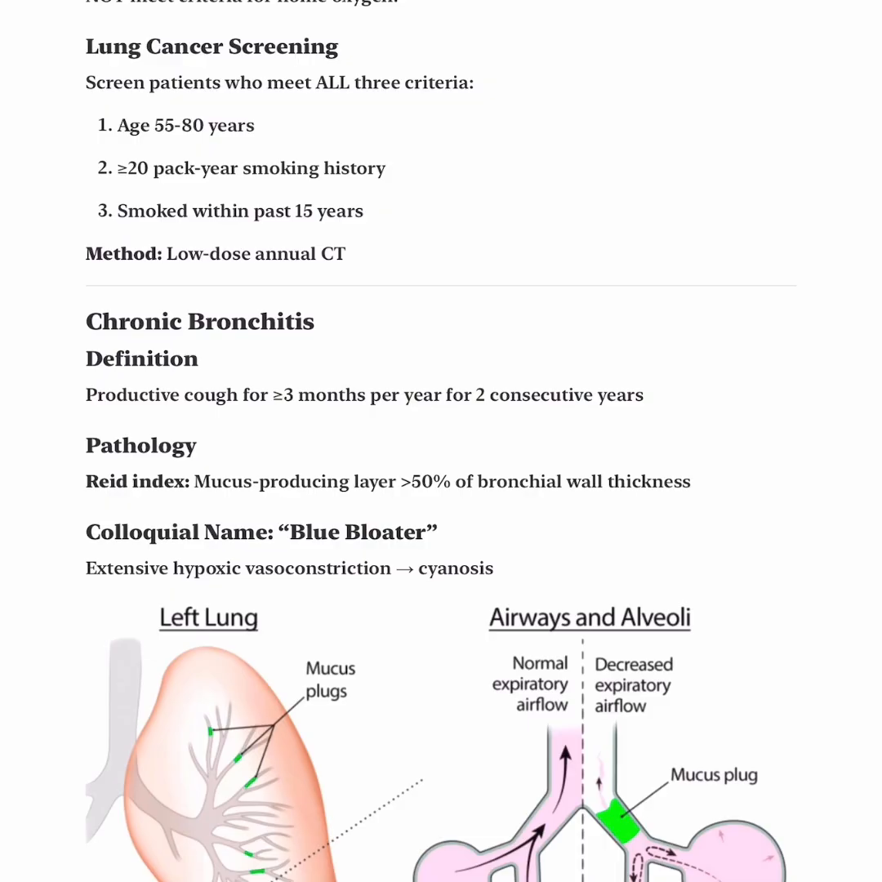This brings us to chronic bronchitis. The definition that you need to remember is a productive cough for greater than 3 months per year for 2 consecutive years. As far as pathology, you need to know that mucus-producing layer is greater than 50% of the bronchial wall thickness. When I say blue bloater, this is what you're thinking about.